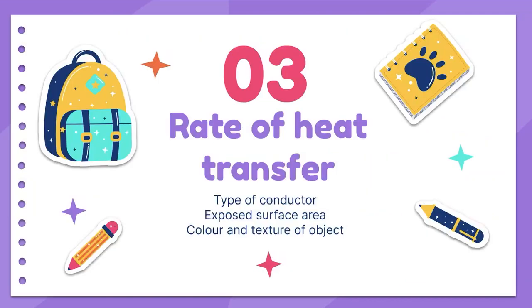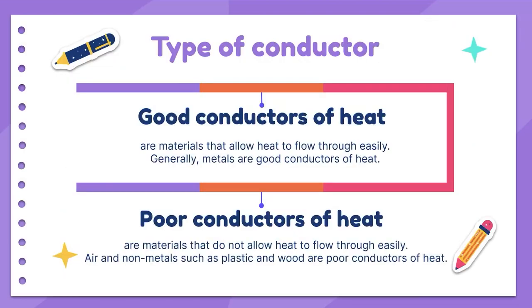Let's move on to the third part. Rate of heat transfer. We're going to be taking a look at the types of conductors, the exposed surface area, and the color and texture of objects. Good conductors of heat are materials that allow heat to flow through easily. Generally, metals are good conductors of heat. Poor conductors of heat are materials that do not allow heat to flow through easily. Air and non-metals such as plastic and wood are poor conductors of heat.